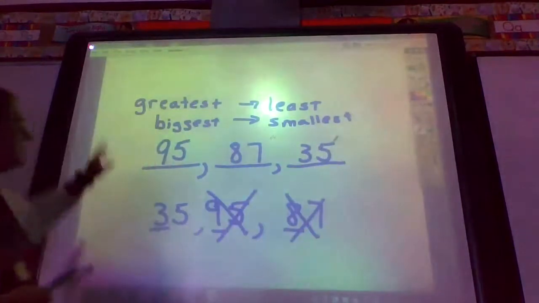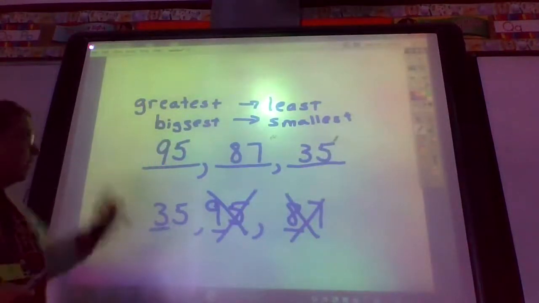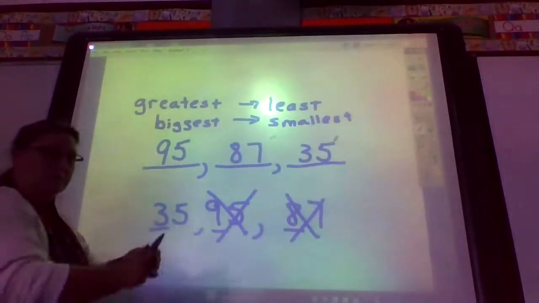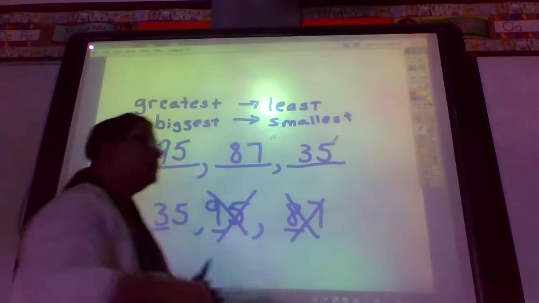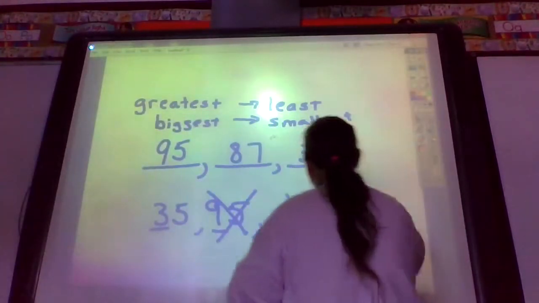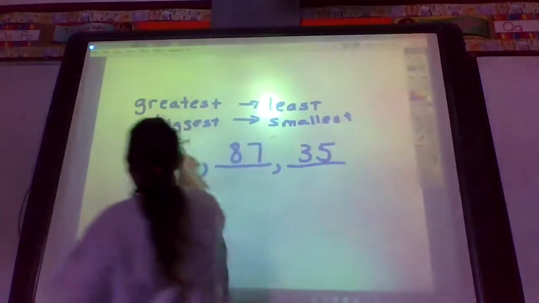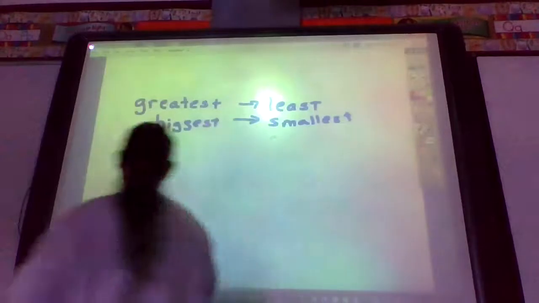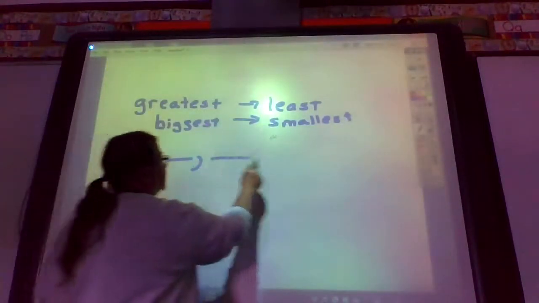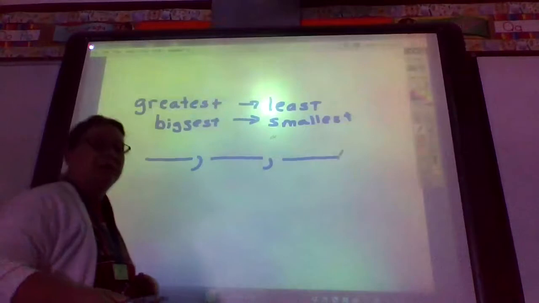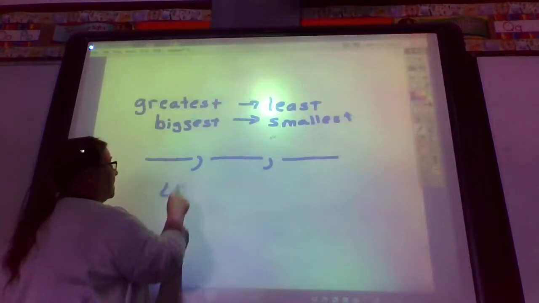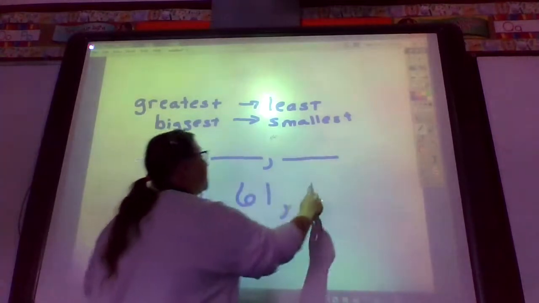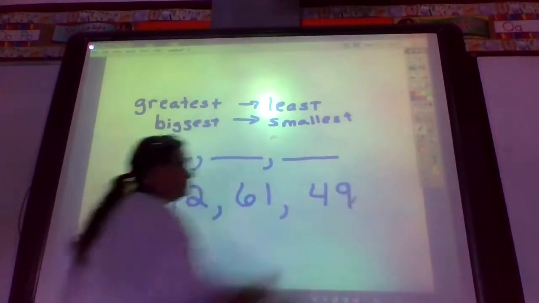Put it in an order from greatest to least. All I have to do is look at the first numbers. But I know somebody's out there saying, but Mrs. Patterson, wait a minute. What if they all have the same number? Or two of them have the same number? Just like when we do an ABC order. So let's say we have 42, we have 61, and we have 49.